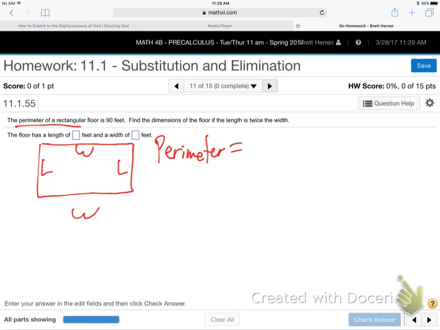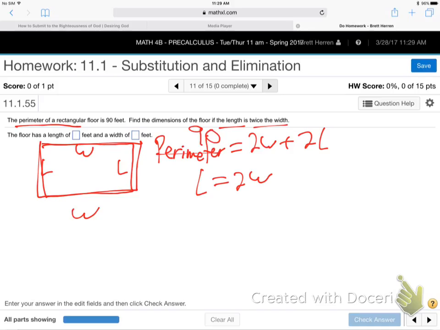2 times the width plus 2 widths and 2 lengths, right? Perimeter is just width plus length plus width plus length. 2 widths and 2 lengths all added up. Perimeter just means around the edge, right? It says the length is twice the width. That means L equals 2W, doesn't it? Oh, and the perimeter they said is 90, so I'll just replace perimeter with 90.